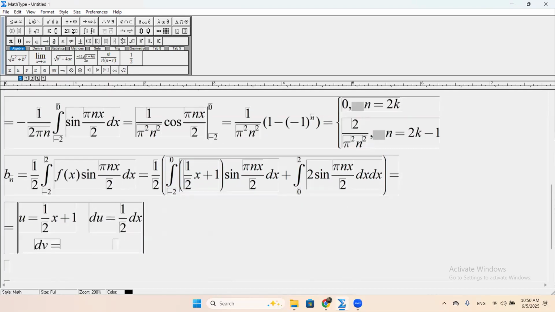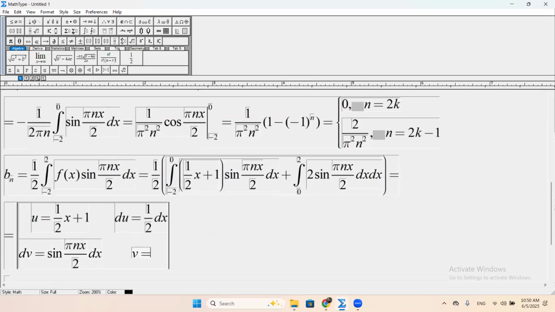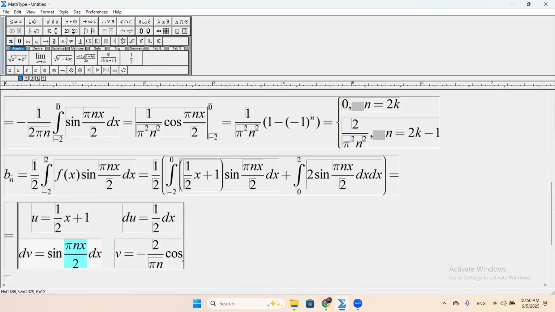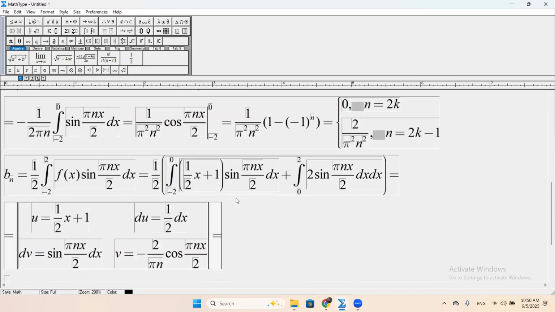dv equals sine of pnx over 2 dx. v equals minus 2 over pn cosine of pnx over 2. And now let's substitute everything and look at what can be simplified. So first of all, uv with substitutions from -2 to 0.